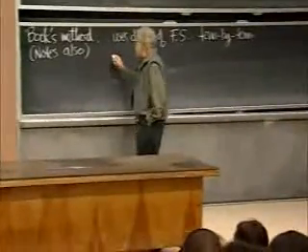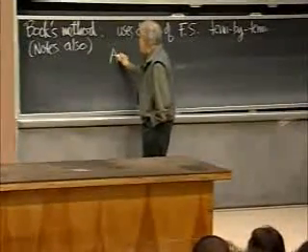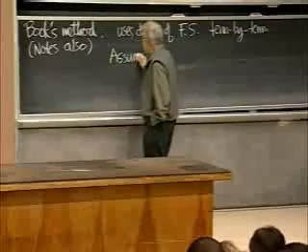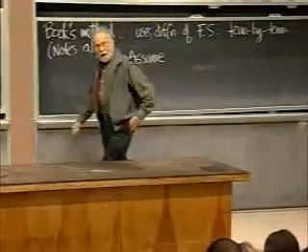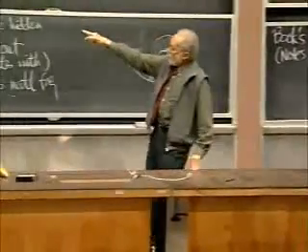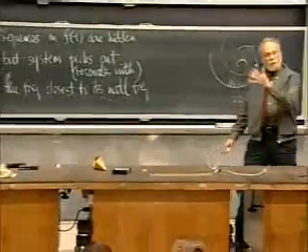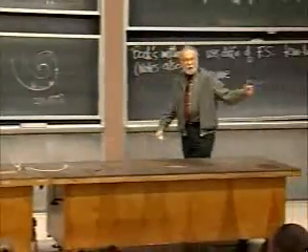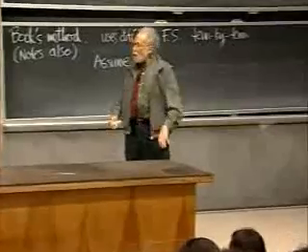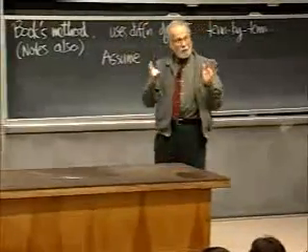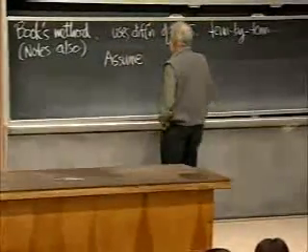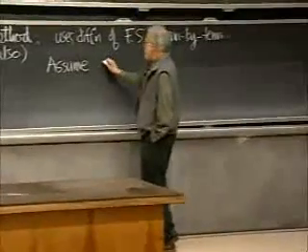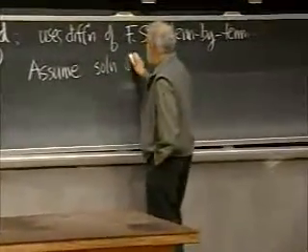What the book does, you assume, in other words, you take your function f of t, you expand it in a Fourier series. Of course, which sines and cosines you use will depend upon what the period is. So you assume the solution of that form.